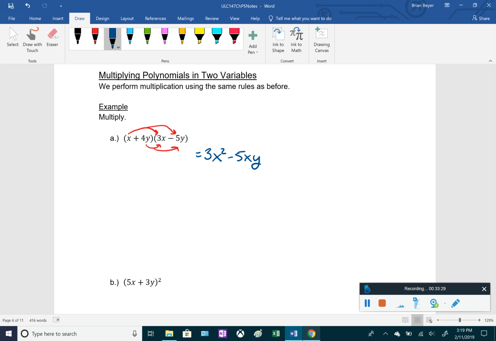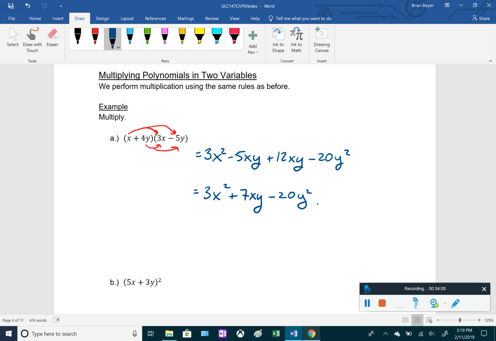So I think I mentioned this: make sure the coefficient is always first, so the number is first in the term. And then try to put the variables in alphabetical order, which is why I put the x first, before the y. Next, distribute the 4y in there, so we get 4y times 3x, so plus 12xy. 4y times negative 5y, negative 20y squared. Combine those like terms in the middle: 3x squared plus 7xy minus 20y squared.